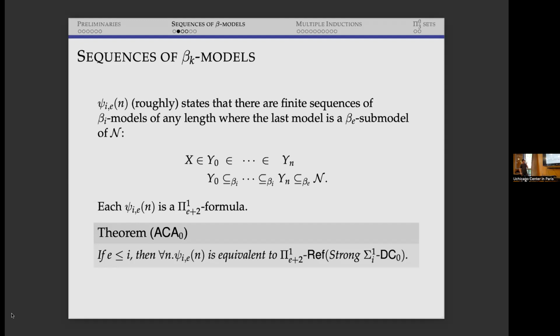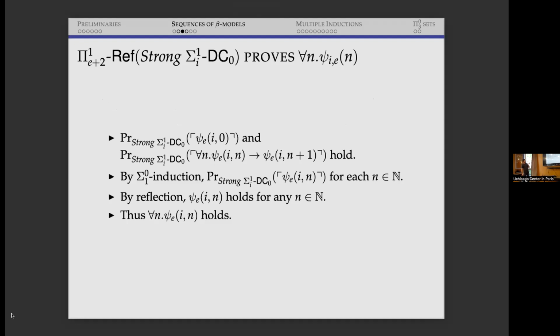So let's take a look at the proof for this. First, for the easy half, from reflection to the for all n psi n, for our results, we use proofs like this. Many times the proof is always the same, and it's kind of boring, but it works.